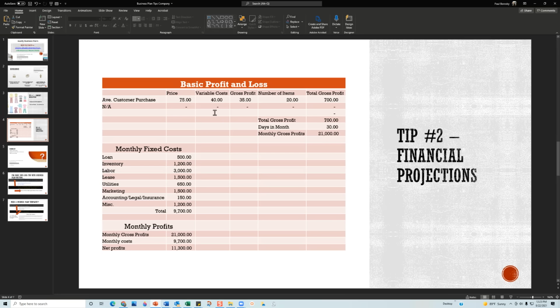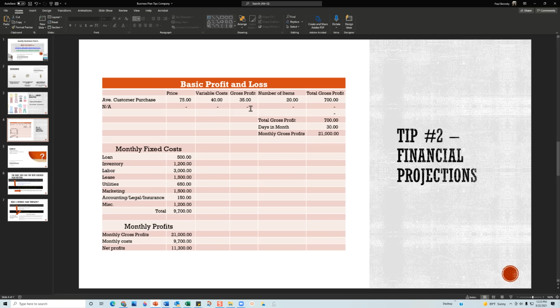So for the financial projections, the way that I've structured it for the online apparel is I've broken it into 3 sections: the revenue section, the monthly fixed cost section, and then the monthly profits. For the first section here, the revenues, we're going to average what we think each customer is going to spend per visit to the website. So for this example, we're thinking that each customer is going to drop about $75. And from that, we know that our variable cost on average is going to be about $40. So if we have a sales price of $75, we're going to make sure we mark it up above and beyond the $40. So our variable cost will be the $40. This leaves us our gross profit of $35.